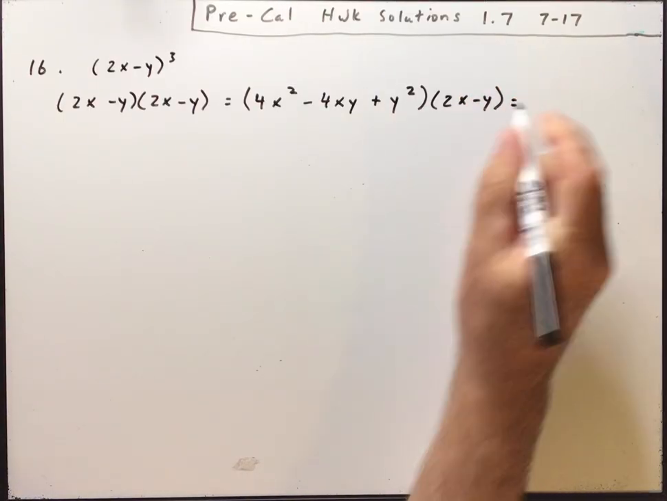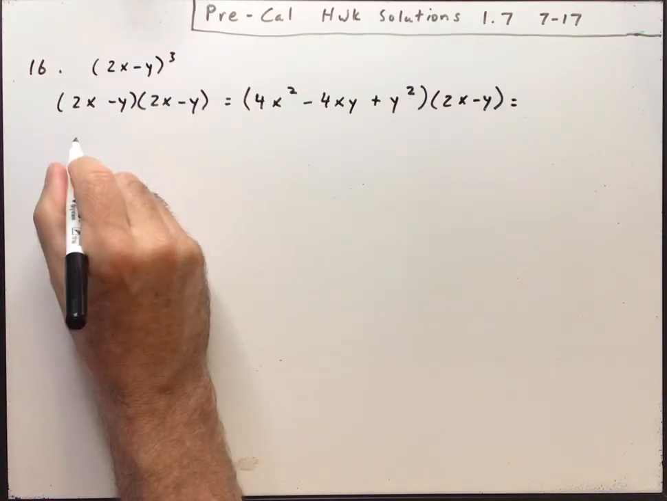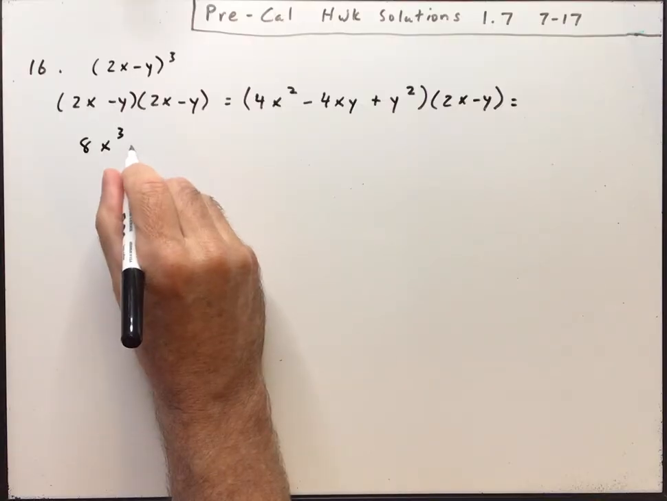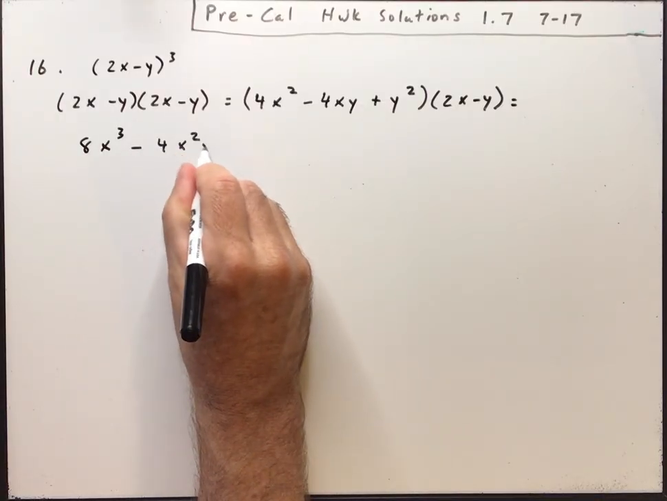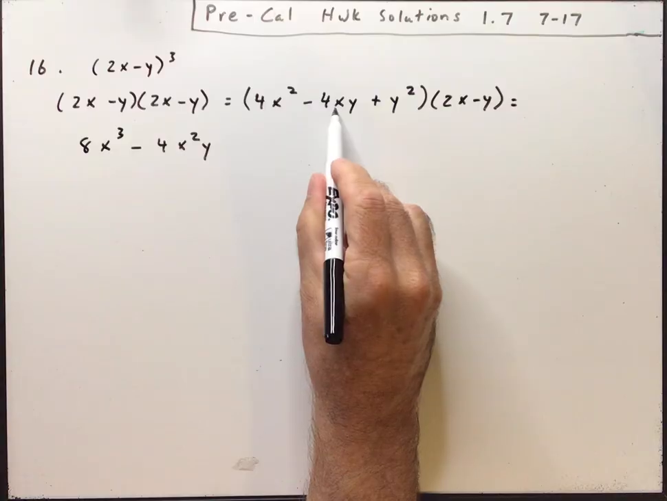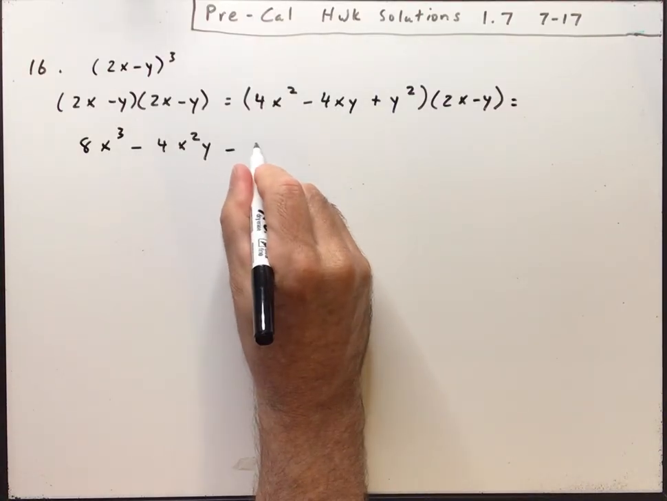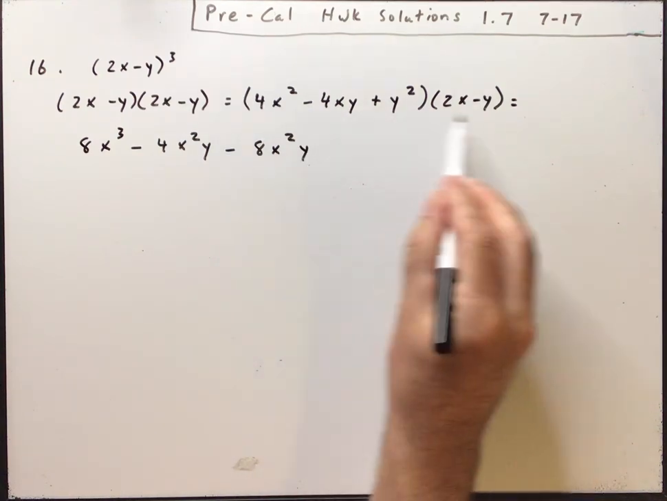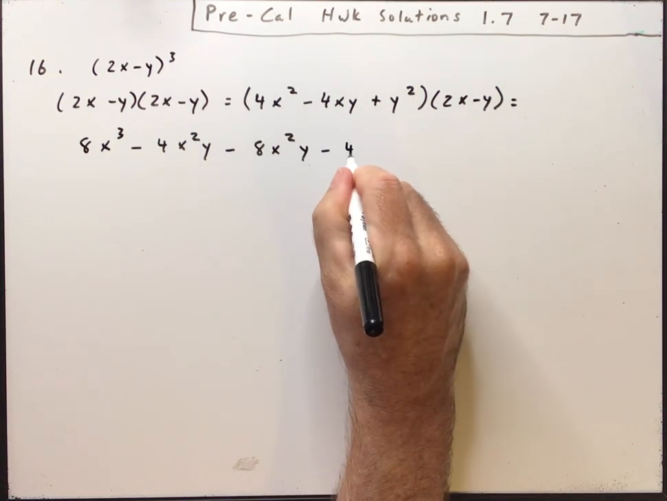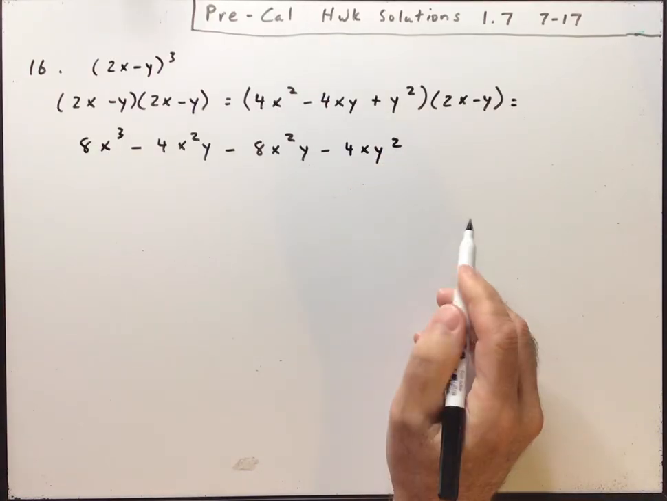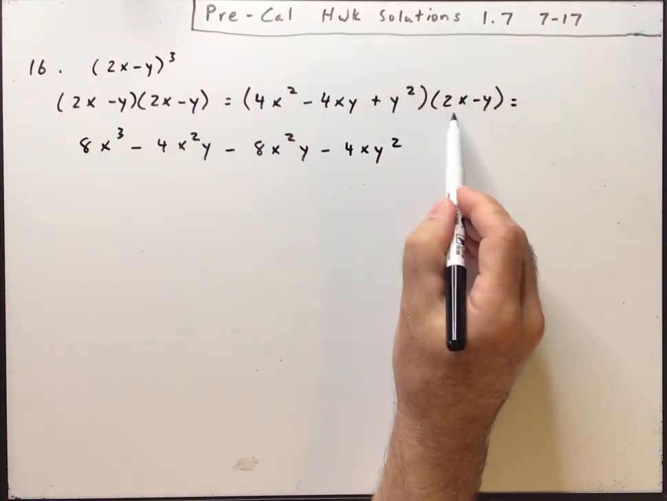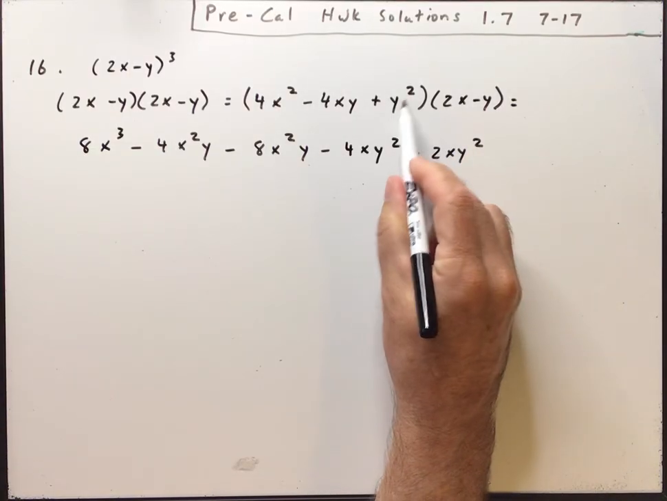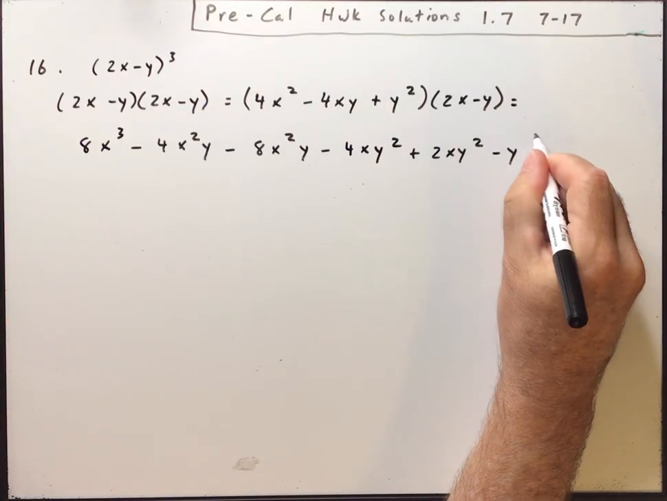in order to cube it. So 4x squared times 2x would be 8x cubed. 4x squared times y would be minus 4x squared y. Then we've got minus 4xy times 2x, that would be minus 8x squared y. And then negative 4xy times y would be minus 4xy squared. And then finally, the third term, y squared times 2x would be plus 2xy squared. And then y squared times negative y would be minus y cubed.